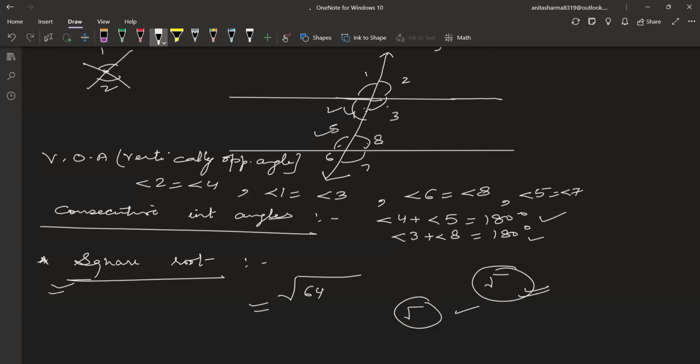You will study this in grade 8. Find the factors of 64. So we have got 8 and 8. Now make pairs. So we have got two factors of 64, so one will come outside. So it will be 8, the answer. Clear, beta?